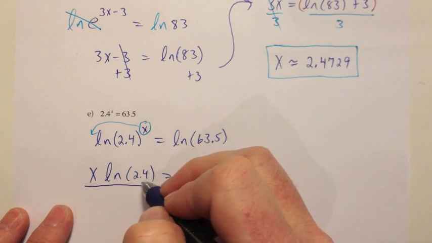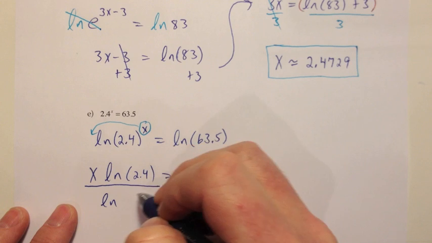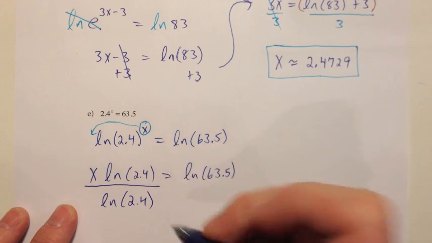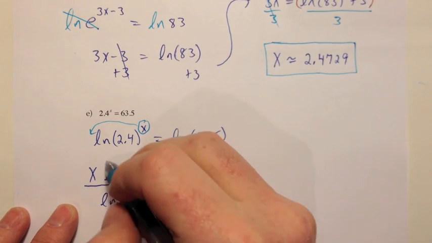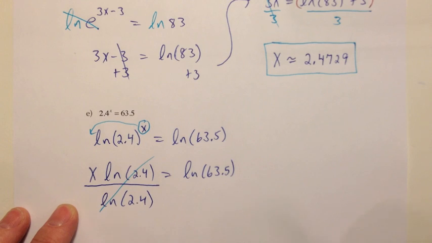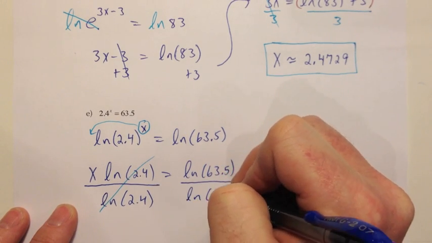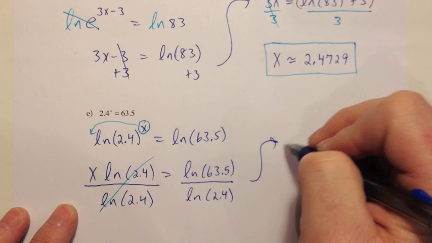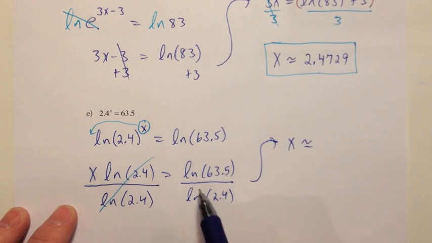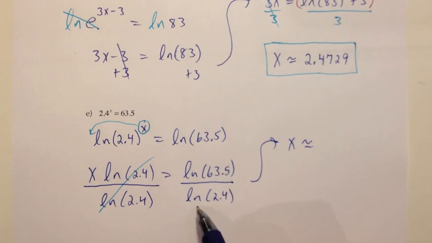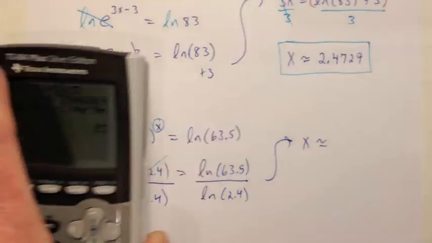The natural log of 2.4 is multiplying the x, so if I divide both sides by natural log of 2.4, then those would cancel off. Have to do that on the right as well to keep things balanced. So it looks like x is the natural log of 63.5 divided by the natural log of 2.4, and they want a decimal, so I'm going to go ahead and bring in the calculator at this point.